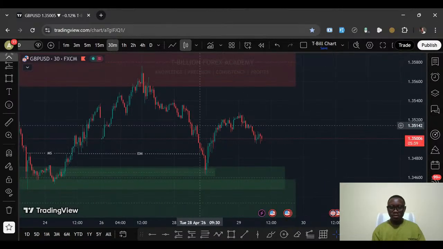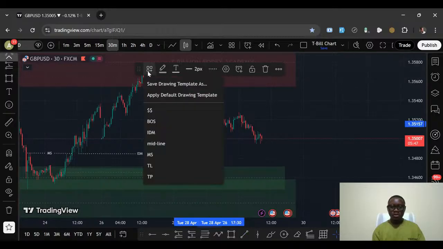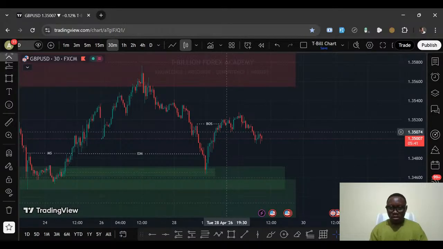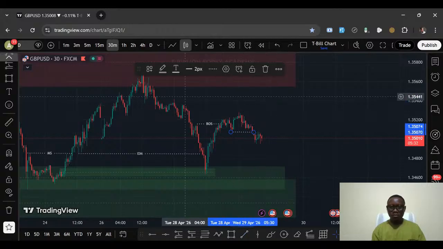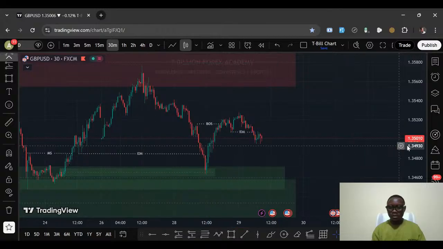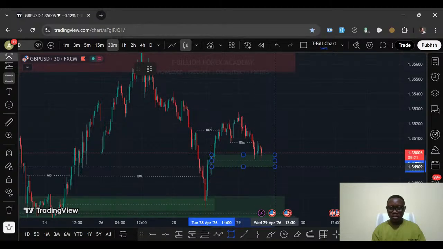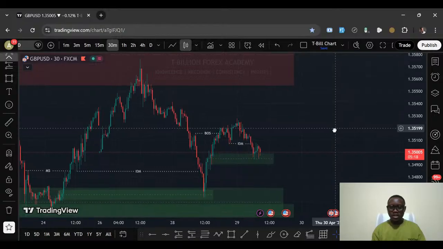Now if you look at this structure, we got a break of structure to the upside. Then this happens to be our inducement, our IDM. Then price is currently reacting at this order block right here. So this is our entry.